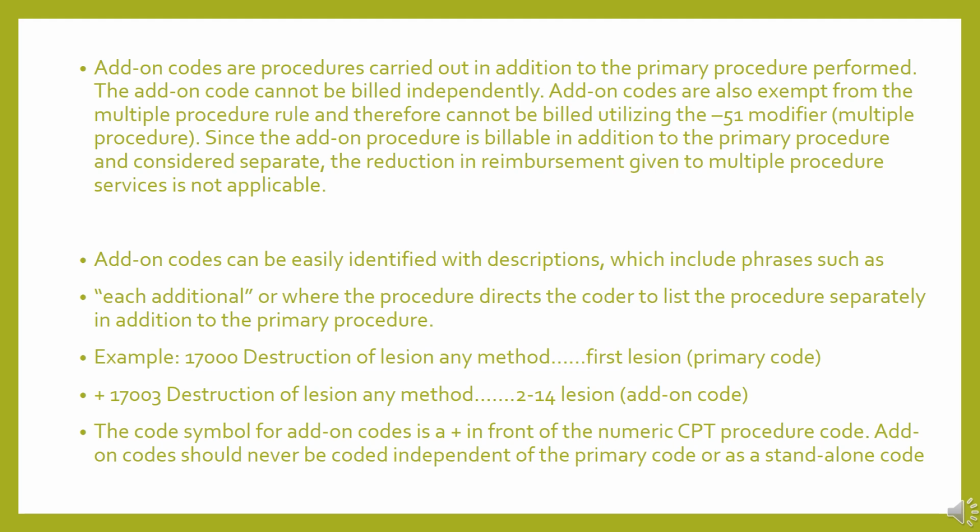Add-on codes can be easily identified with descriptions which include phrases such as "each additional," or where the procedure directs the coder to list the procedure separately in addition to the primary procedure. Example: 17,000, destruction of lesion, any method, first lesion, is the primary code. 17,003, destruction of lesion, any method, 2 through 14 lesions, is the add-on code. The code symbol for add-on codes is a plus sign in front of the numeric CPT procedure code. Add-on code should never be coded independent of the primary code or as a standalone code.